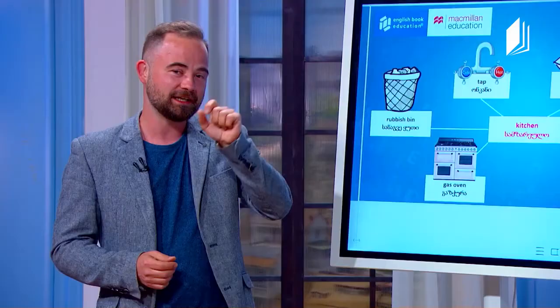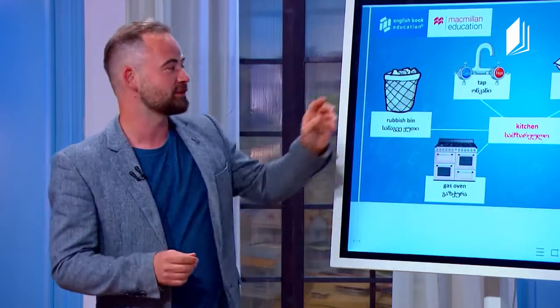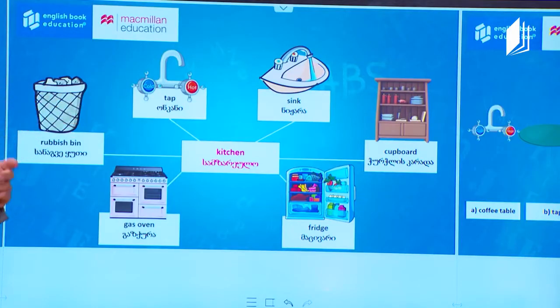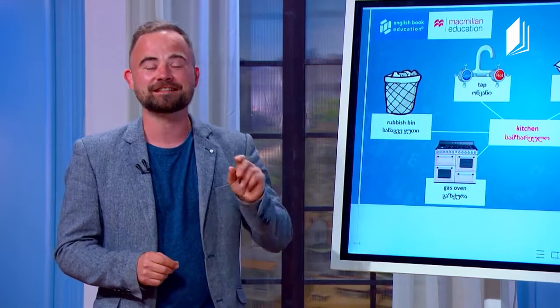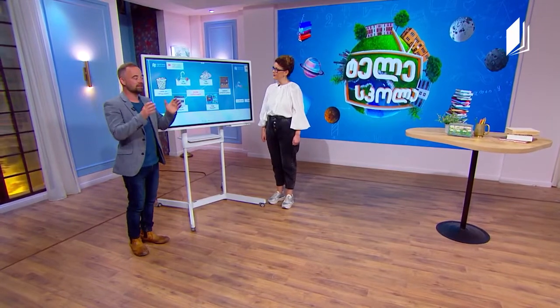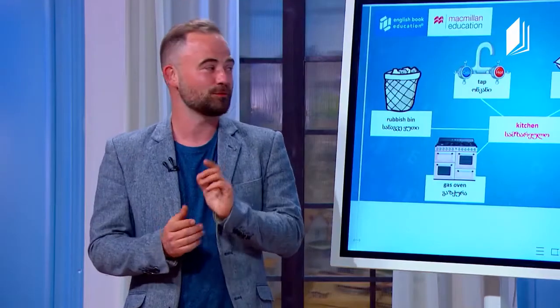A tap is where we get water from, and you can see here it has cold water and hot water. So it is a tap. Tap არის ონკანი. ცხელი წყლით და ცივი წყლით. ონკანი, tap. And underneath the tap there is always a sink.